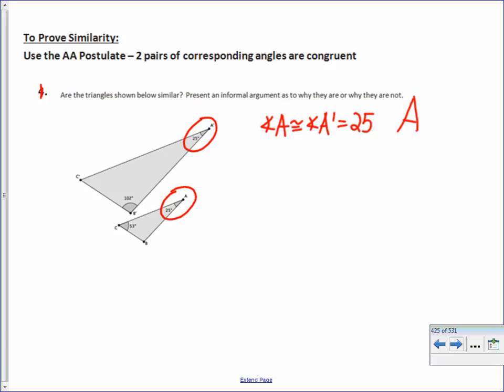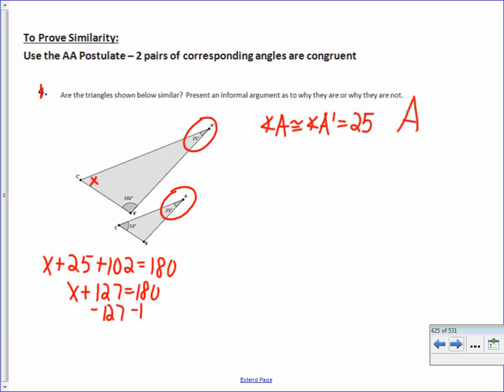So what I'm going to do in this top triangle is I'm going to put an X here, and I know that all of my angles inside a triangle have to equal 180 degrees. So X plus 25 plus 102 has to equal 180. Let us solve for X. And I get X to equal 53 degrees.